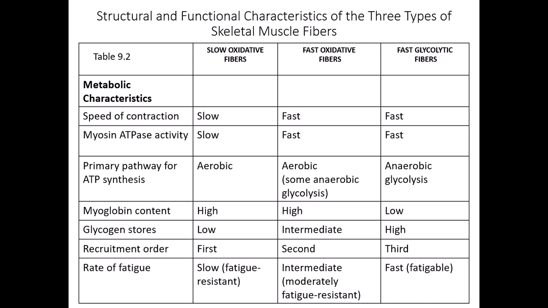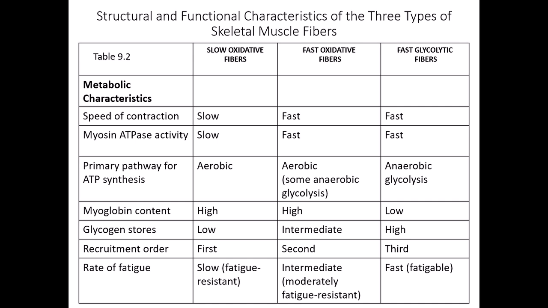Speed of contraction is slow, fast, fast, matching the title. And along with that is what's described as myosin ATPase activity, which is really just the speed that ATP is split to release energy. So we see ATPase, "ase" being that kind of enzyme clue, meaning we're breaking something down. And then you can see the lineup of aerobic and anaerobic, right?